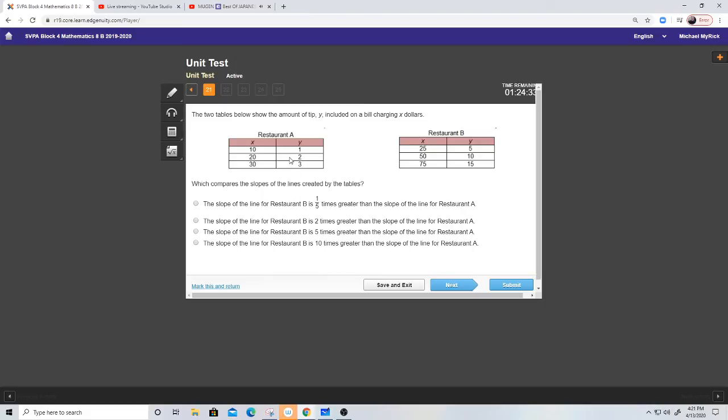Where are we at? Okay, so the two tables below show the amount of tip Y included on a bill charging X dollars. Okay, so we charge $10, they tip Y. That's pretty cheap, bro. It's only 10%. People get mad at you in the United States. Which compares the slopes of the lines created by the tables.